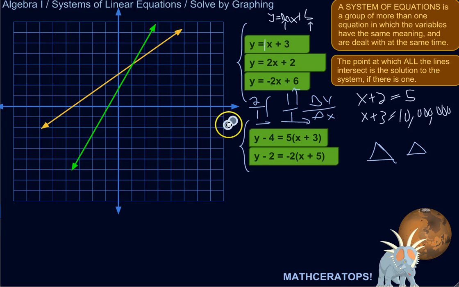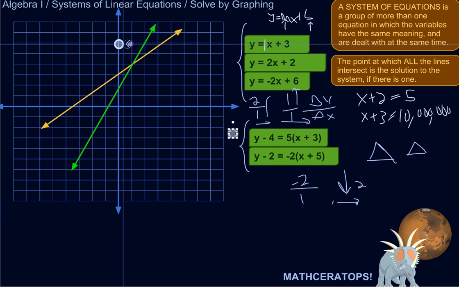Okay. So last line in the system. y equals negative 2x plus 6. I know from this equation that the y-intercept is 6. 1, 2, 3, 4, 5, 6. And the slope is negative 2, also known as negative 2 over 1. That means as I go to the right 1, I go down 2. Negative 2. So go to the right 1 and down 2. Hey, there it is. So something sort of like that.